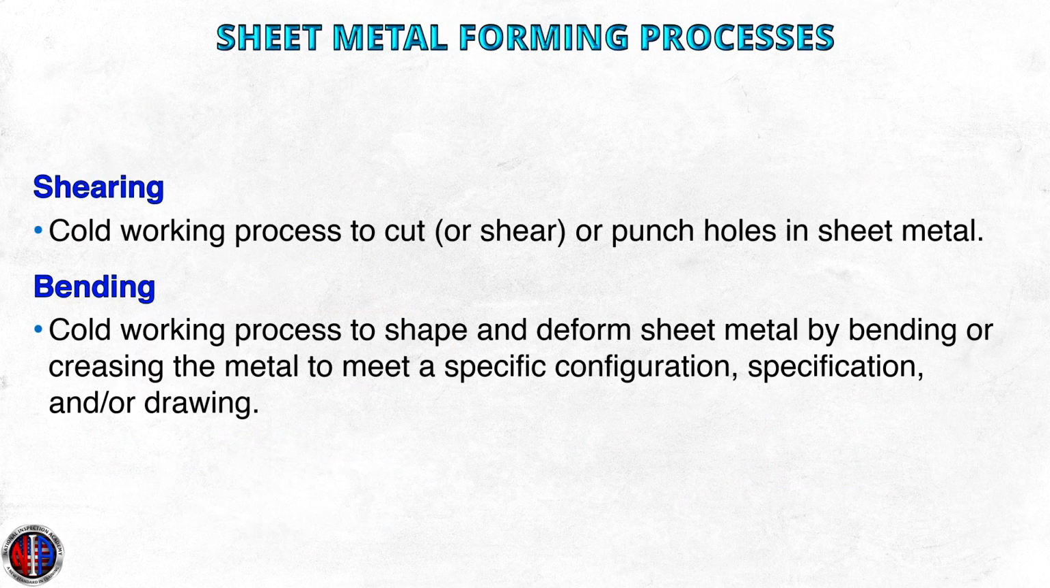Sheet metal forming processes. Shearing. Shearing is the cold working process to cut or shear or punch holes in sheet metal. Bending. Bending is the cold working process to shape and deform sheet metal by bending or creasing the metal to meet a specific configuration, specification, or drawing.